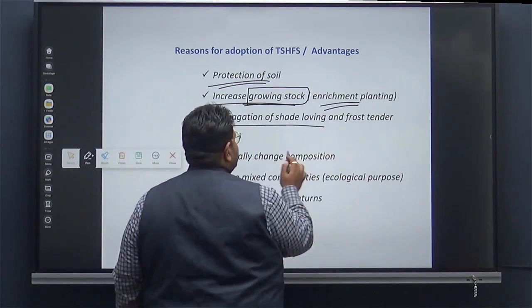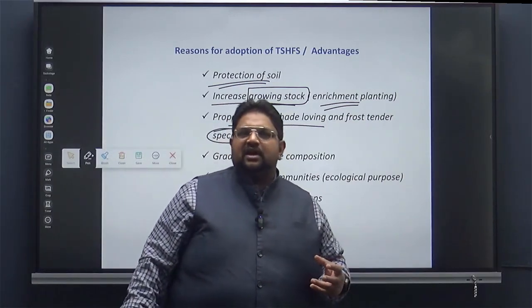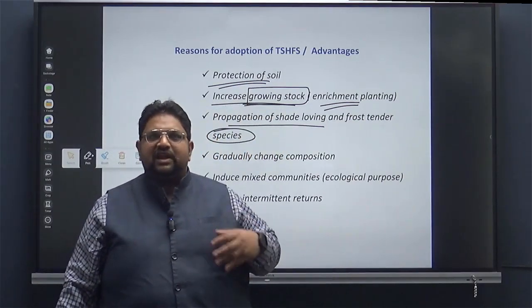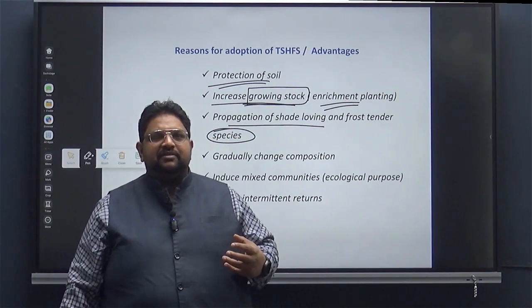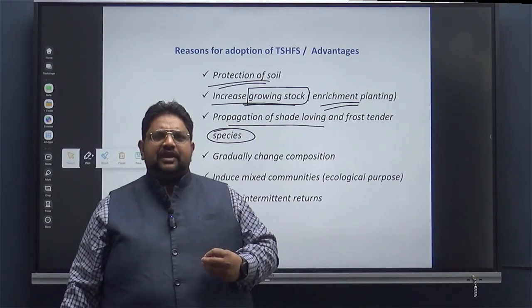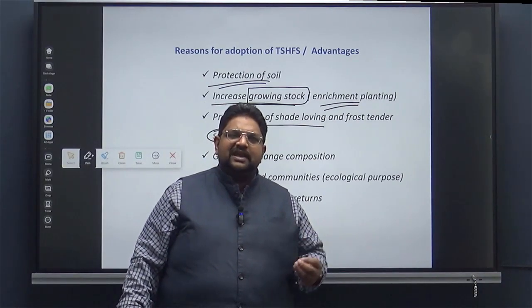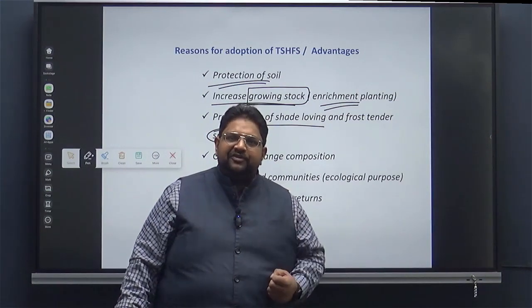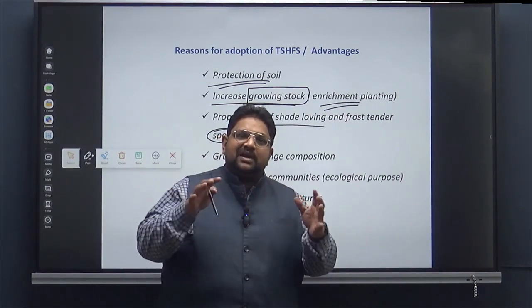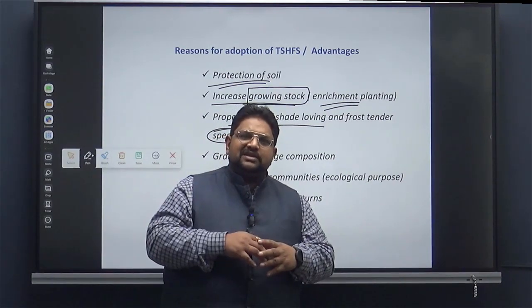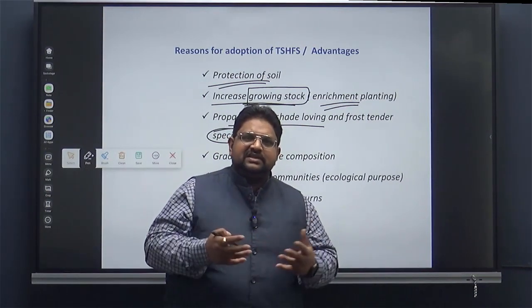Propagation of shade-loving and frost-tender trees. If some species is shade-loving and would like to go under shade, it has to be given an environment where it grows nicely without being exposed to sunlight. For example, coffee is a sciophyte, or shade-loving tree. You might have seen that in coffee plantations, the entire plantation is covered with the canopies of tall trees. So it is a shade-loving tree.